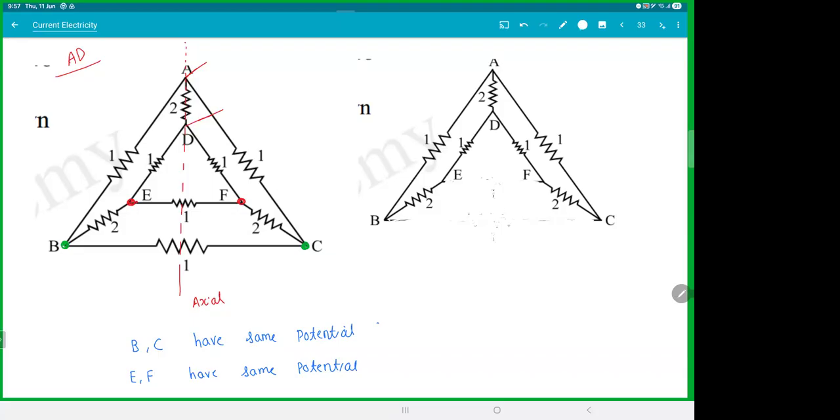There, now it is done. So you will get it easily now. Since B and C have the same potential, any resistor between them can be removed. E and F have the same potential, so any resistor between them can be removed. You can clearly see this 1, 2, 1 are in series. These 4 are in series.